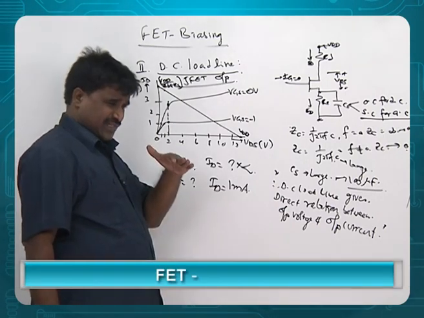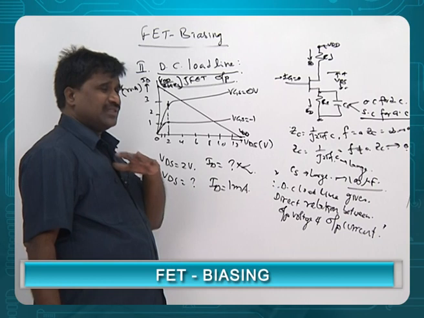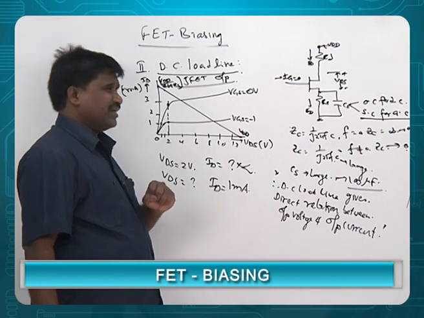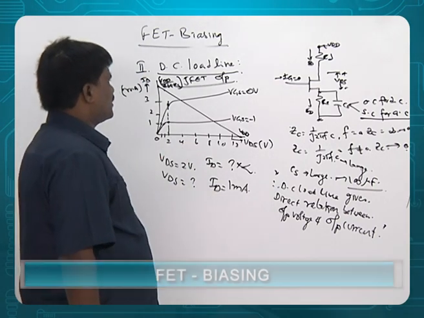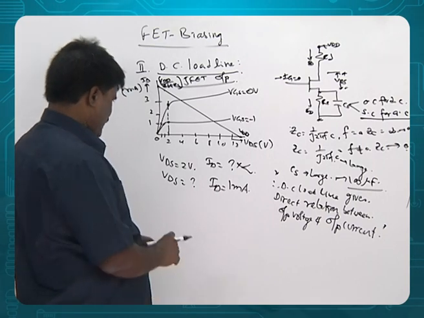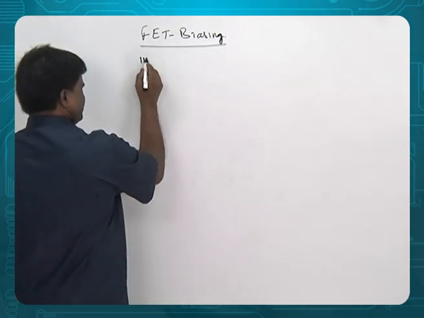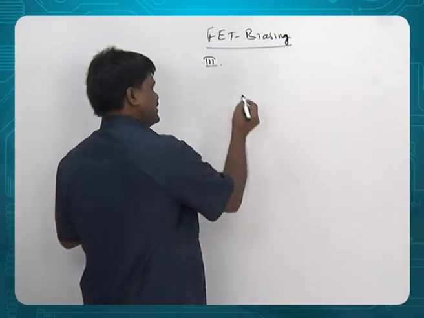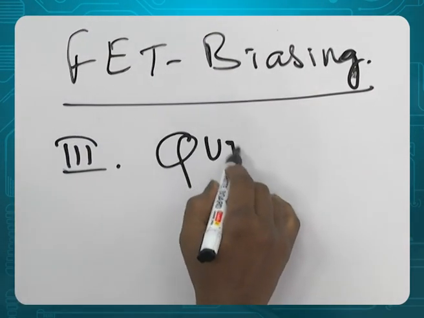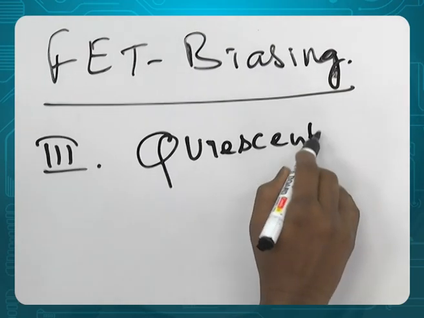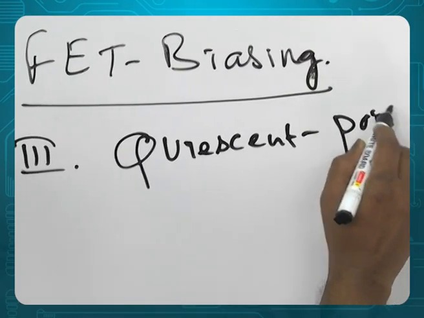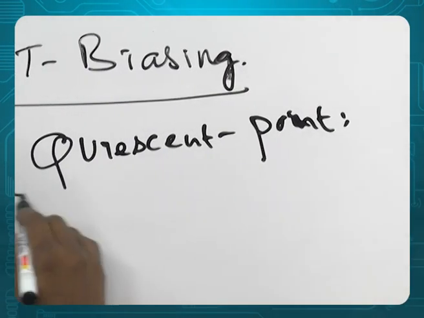So first we have seen VI equations and the basics of device. Now we are going for DC load line. That's the meaning of DC load line. Third point is quiescent point.